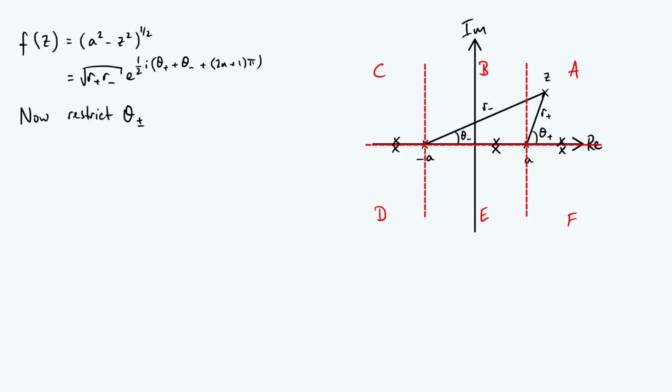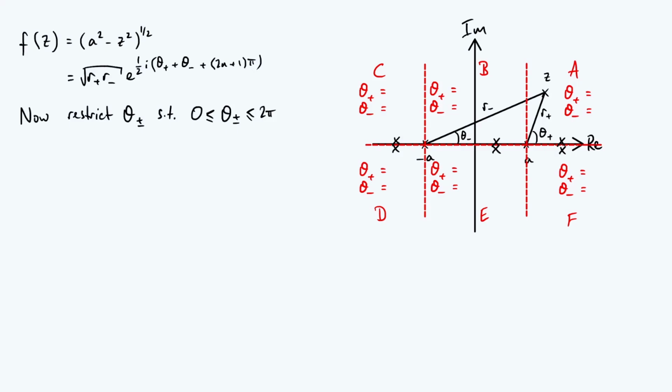In order to actually specify the value of f of z, we need to decide or agree on a range of values for both theta plus and theta minus. So we're going to just decide for the time being that theta plus and theta minus are both going to be restricted to the range 0 to 2 pi. So let's say now we restrict theta plus or minus such that 0 is less than or equal to theta plus, and indeed theta minus, which is less than or equal to 2 pi. Note that 0 and 2 pi are not equivalent here because of this multi-valuedness issue.